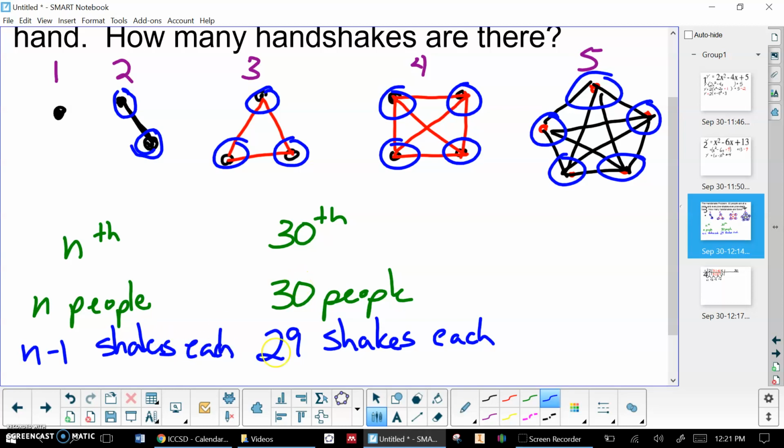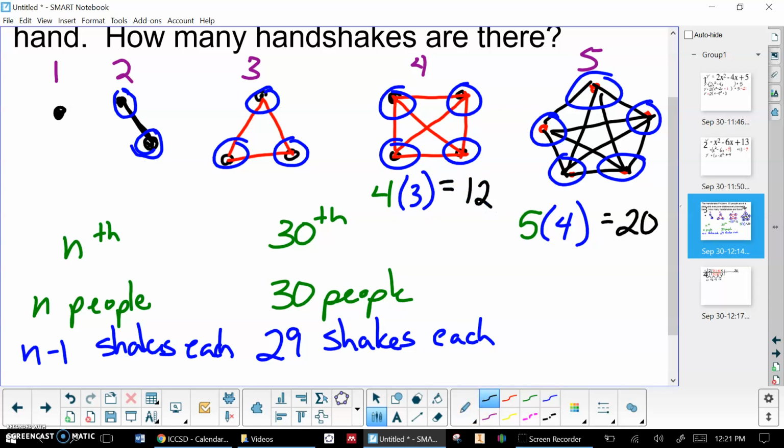Now, if we have 30 people and 29 shakes, it seems like a pretty simple, straightforward thing to multiply those two together and say, well, there has to have been 870 handshakes then. But before we do that, let's think about this. In this fifth one, for example, we have 5 people, and each of them shakes hands 4 times, so why isn't that 20 handshakes? Clearly there's only 10 there. We counted them earlier. Same thing with the 4 people. There are 4 people. Each of them has 3 handshakes. So why is that 12 instead of the 6 that we counted?